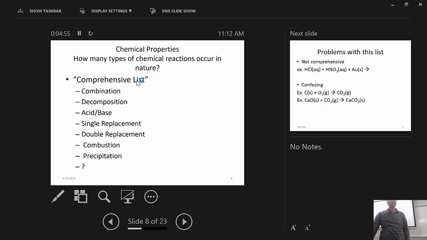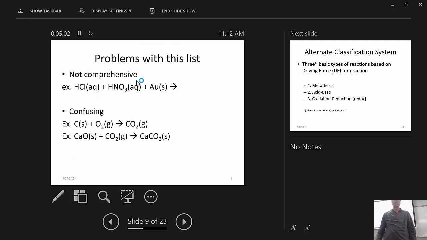And there's problems with this list, like combination, decomposition. And so when we look at the list, this first reaction doesn't fit anywhere in that list. This is HCl plus nitrate plus gold. This is a very famous reaction. Do you know what this reaction is called? This one, people do this. They use this combination of acids to dissolve gold.